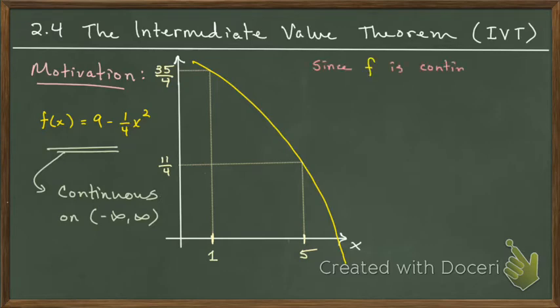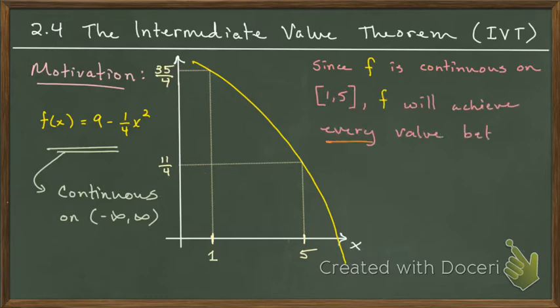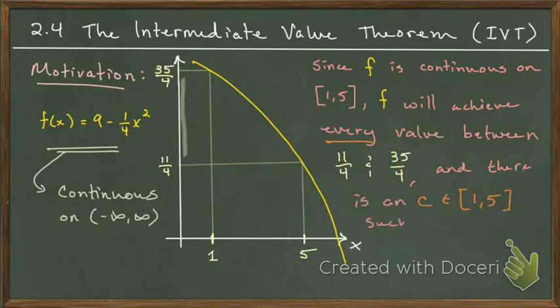Since f is continuous, and that's really a crucial part of this, on the interval from 1 to 5, f will achieve every value between 11 fourths and 35 fourths. Every single number between those on the y-axis, my function will achieve all of those values. And there's going to be a c, an x value between 1 and 5, such that f of c is that value that my function attains.